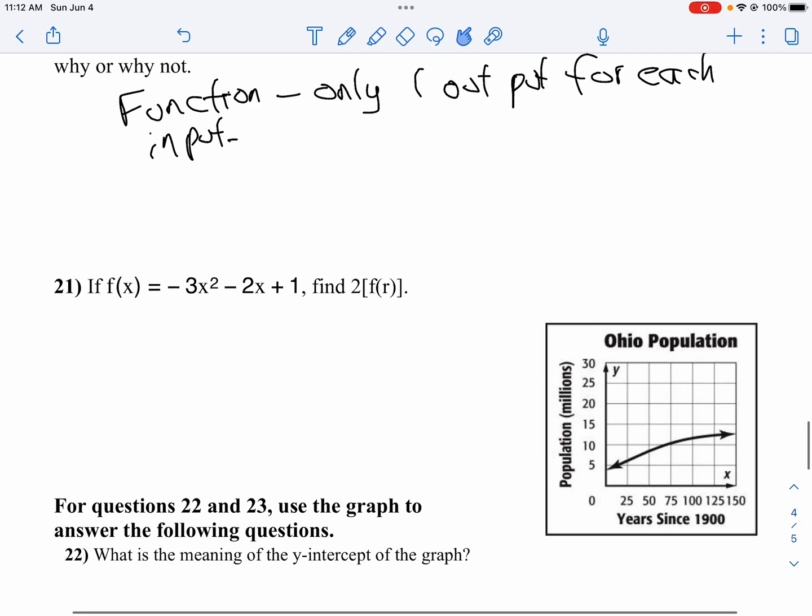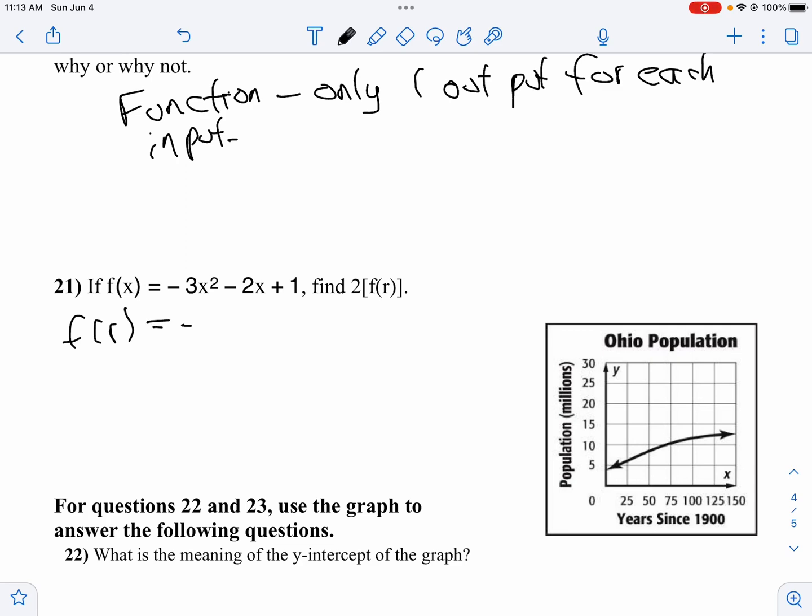Now if we take a look at question 21, this is just like from your assignment. Well, that's not quite from your assignment, but very similar. So I'm going to take 2 times f of r. First thing I want to do is find f of r. That's pretty simple. We just replace x with r.